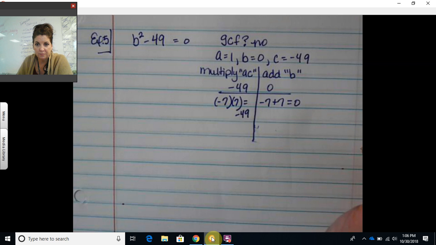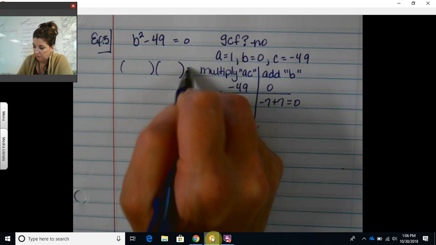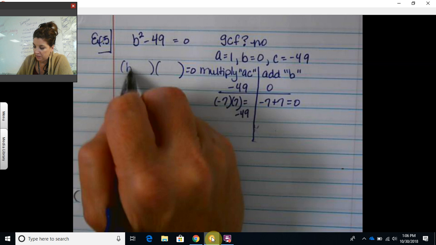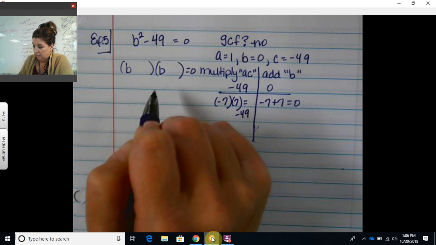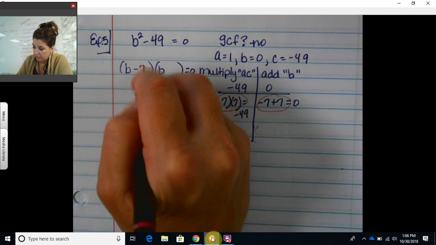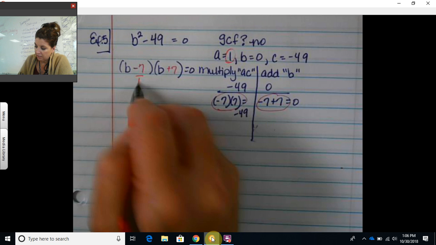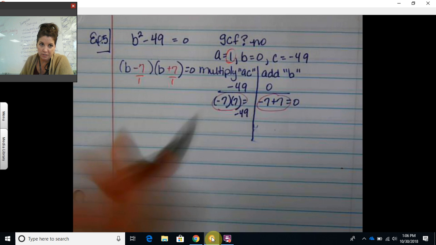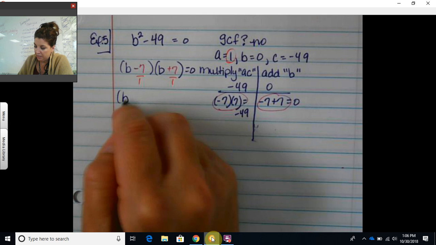So make your 2 sets of parentheses. B is the variable, so that's going to be the first term in each set. Look at your T-chart to figure out what numbers you use. So -7 and a +7. If we divide and slide by A, is that going to change anything? Not in this one. A is 1. So my factors are just B minus 7 and B plus 7.